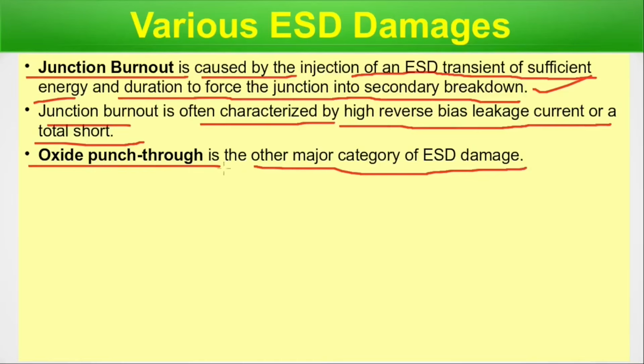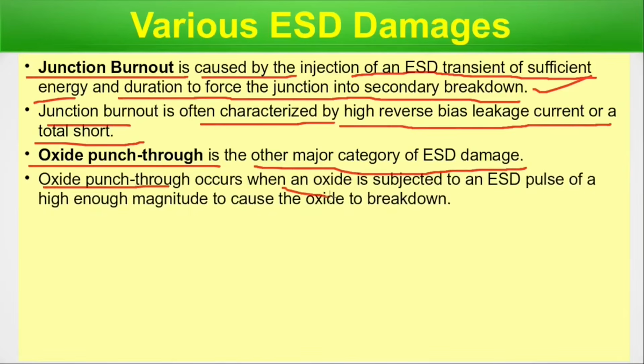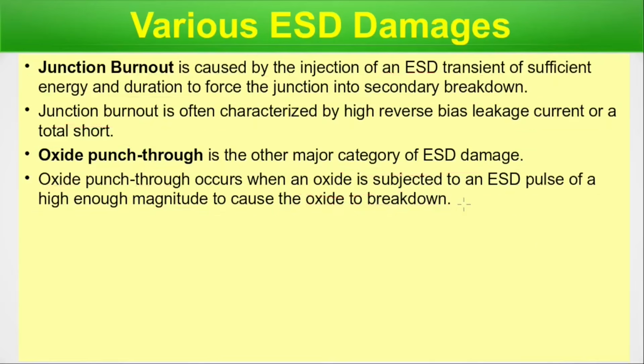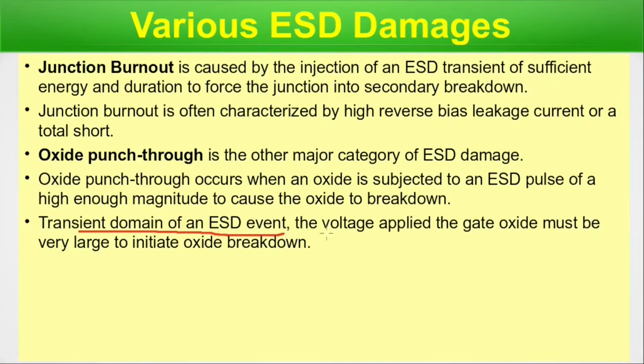Now the next point, oxide punch through, is the other major category of the ESD damage. Oxide punch through occurs when an oxide is subjected to an ESD pulse of high enough magnitude that can cause the oxide to break down. That means we talked about the percolation path through the oxide. That event will happen and damage the oxide, whether it is the gate oxide or some other oxide. In the transient domain of an ESD event, the voltage applied to the gate oxide must be very large to initiate oxide breakdown. The voltage should be high. So in ESD, the voltage is very high and that breaks down the oxide.